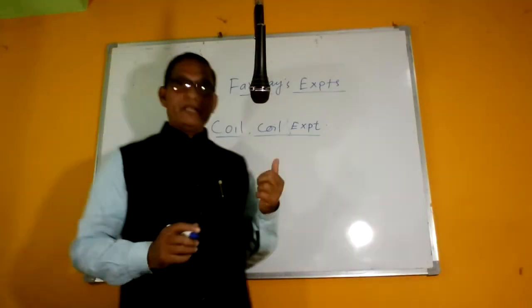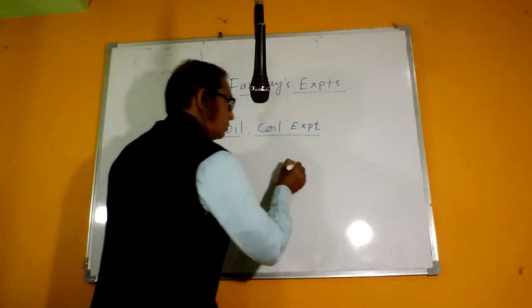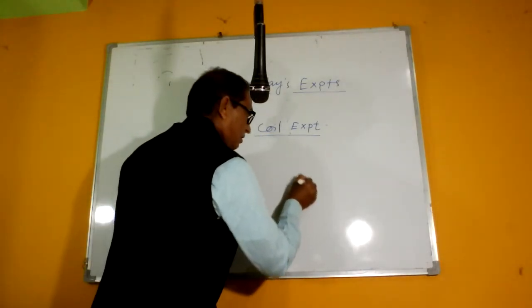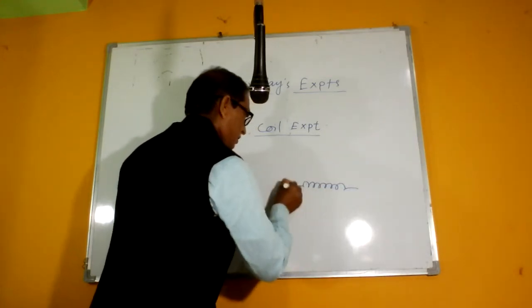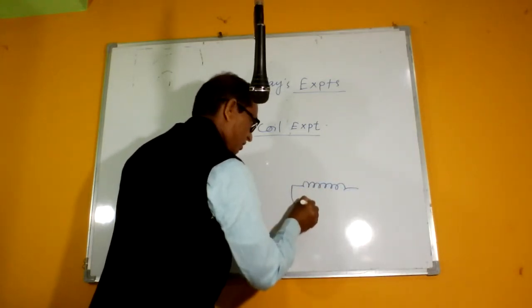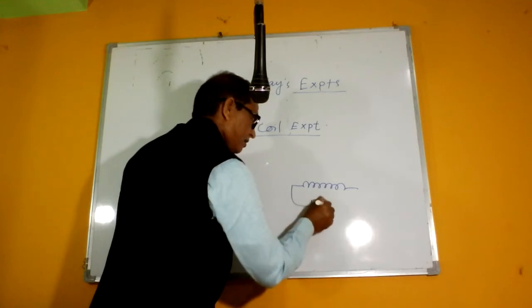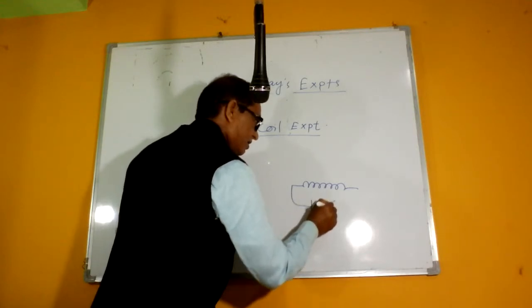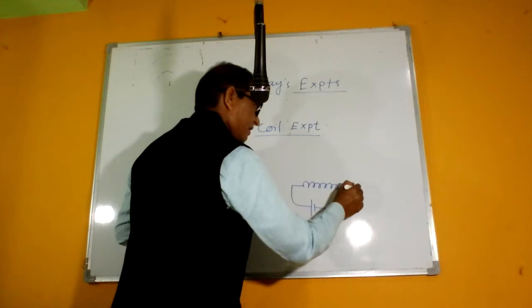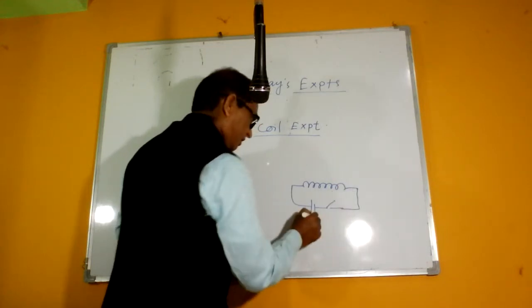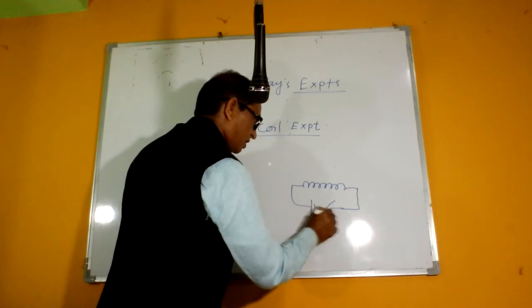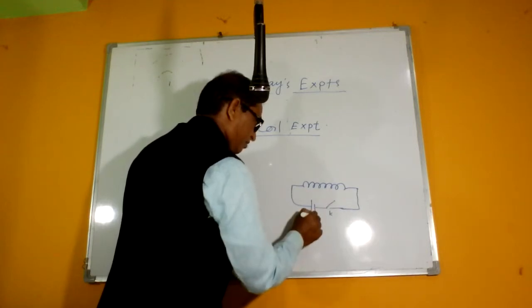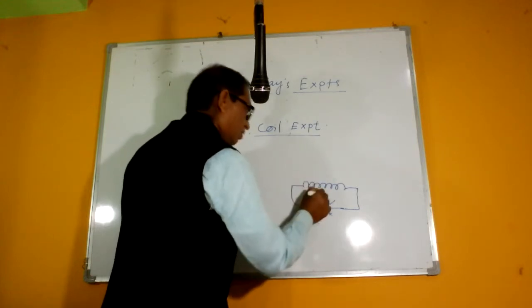The coil and coil experiment. So let us have a coil A which is connected to a cell, and in series with that a tap key is to be connected. So this is a cell having positive and negative, this is the tap key, of EMF E, and this is the coil A.